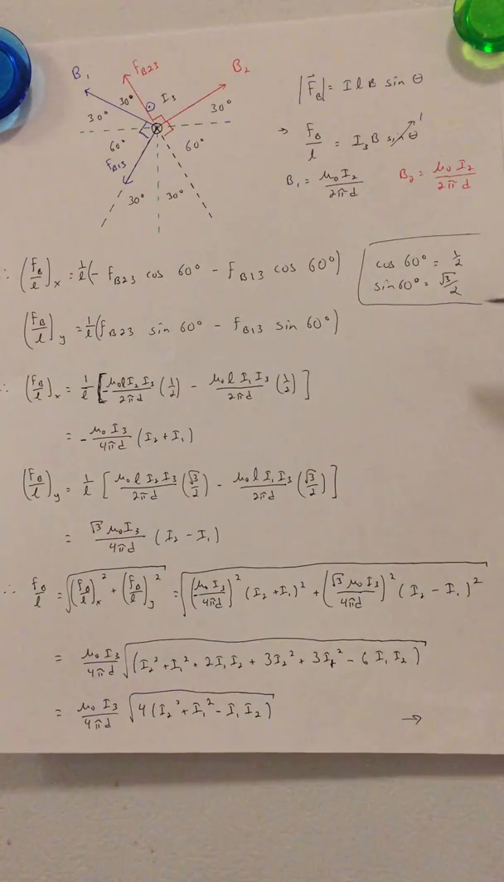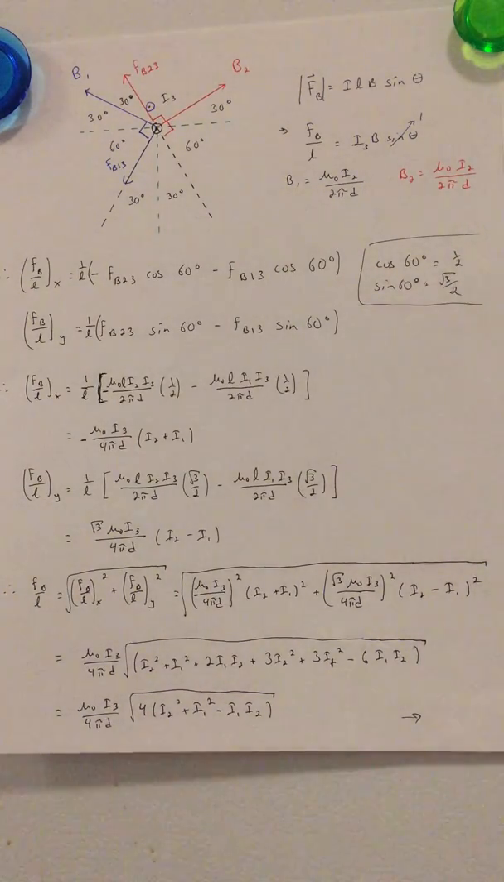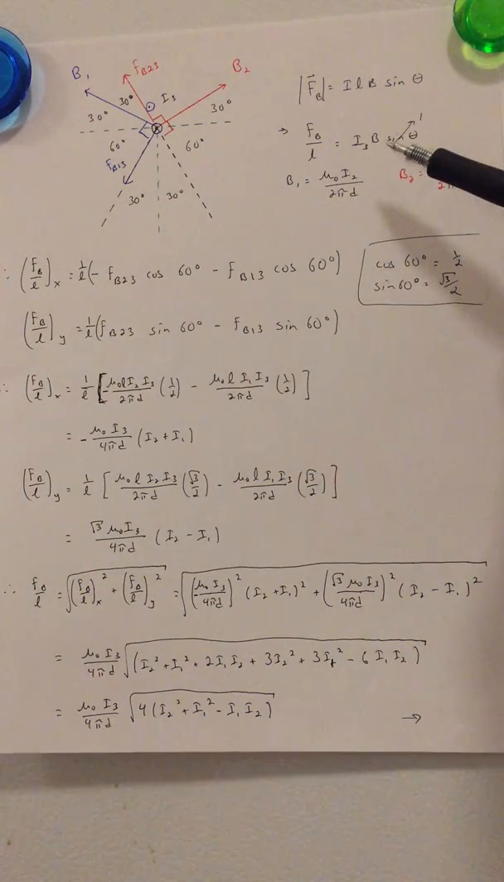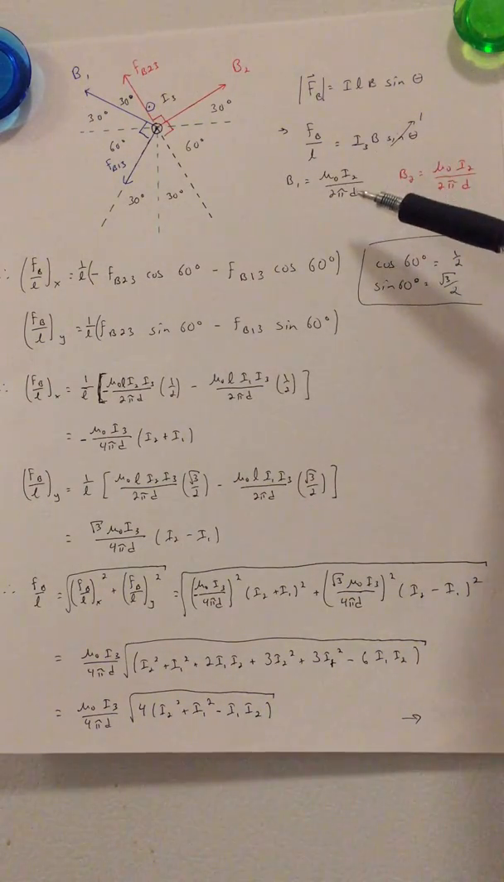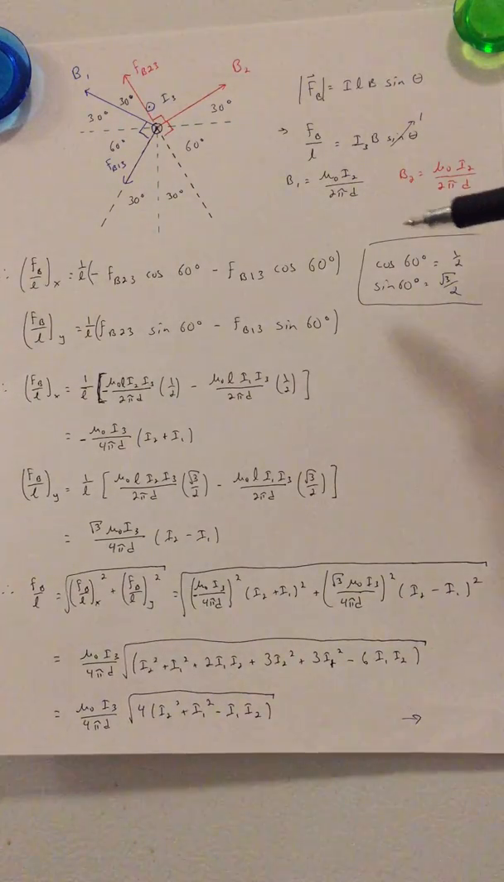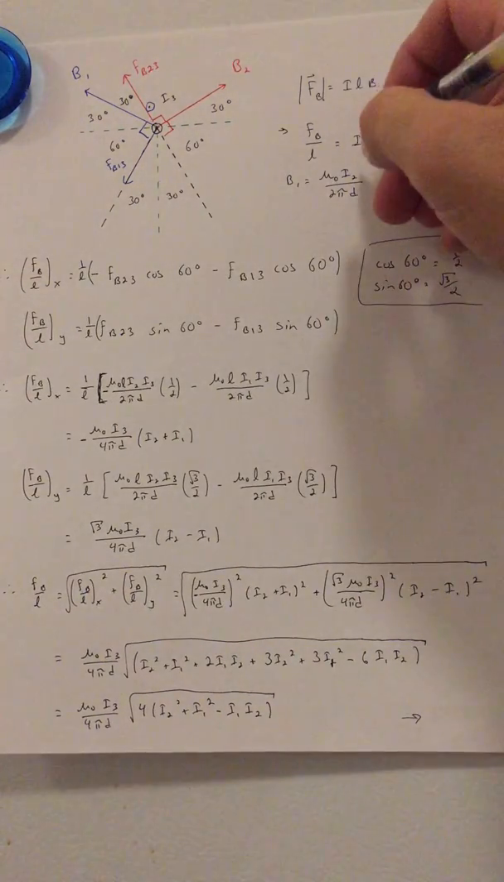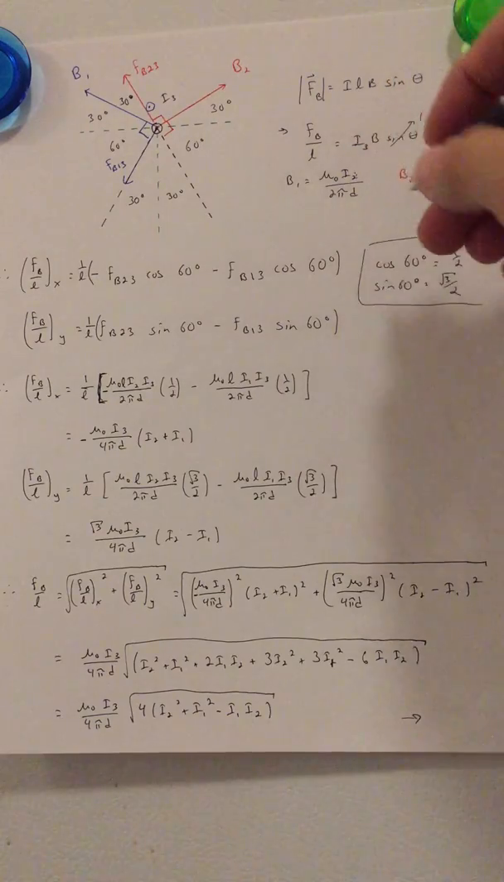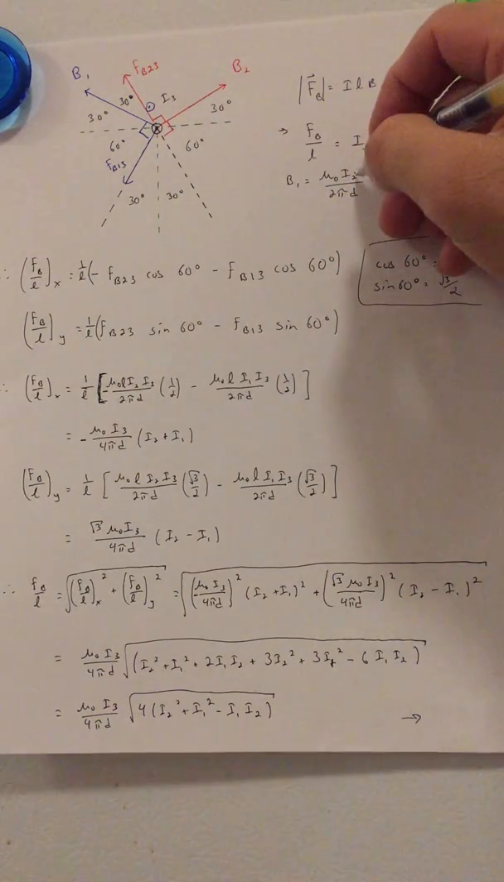I've added onto this what B1 and B2 are, because when I go back and plug the magnetic fields into this equation, I'm going to need to know what those are, B1 and B2. So this is just the formula for the magnitude of a magnetic field due to a long straight wire at a distance d away from the source. So B1, sorry, this should say I1.